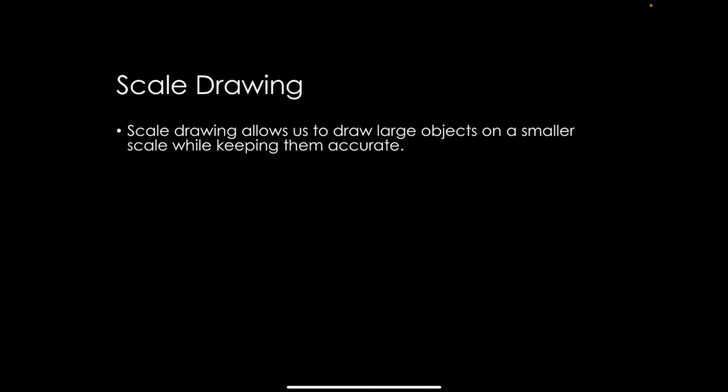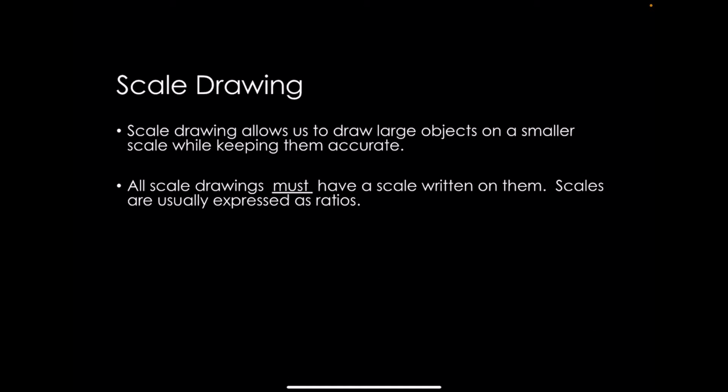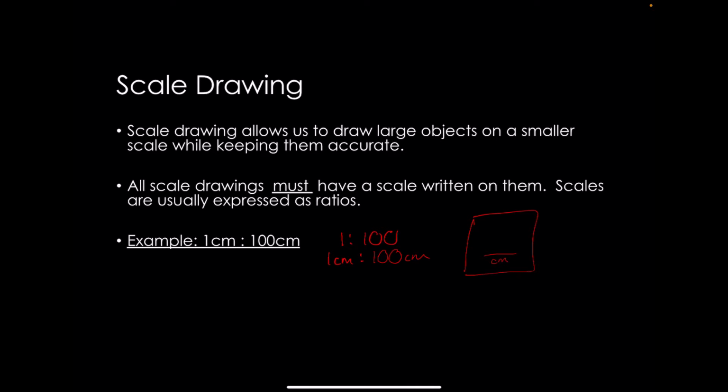Now then, a scale drawing allows us to draw large objects on a smaller scale while keeping them accurate. All scale drawings must have a scale written on them. Scales are usually expressed as ratios. For example, 1 centimetre is the same as 100 centimetres. Usually they would write it as 1 to 100. And then you would look at the diagram, and if something is in centimetres, you can then decide that it means 1 to 100, like that. Unless you're told otherwise, which you might be.